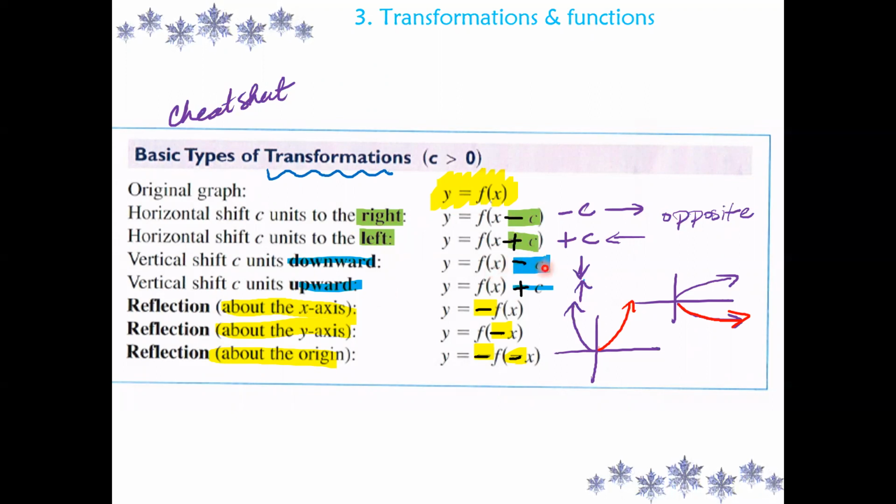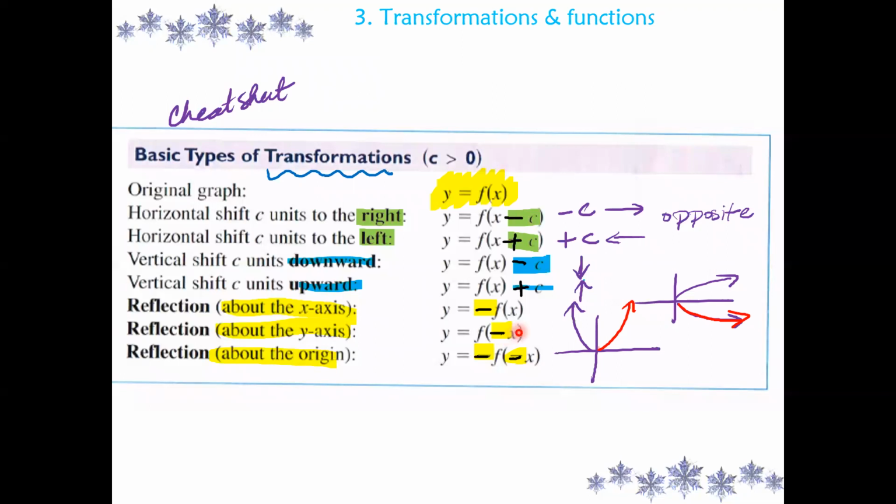Now, if you have the c outside of the parentheses, like f of x minus c, you don't need to do the opposite. It is just directly. So negative c means you're going to go down this many units, and a positive c means you're going to go upwards. If there's a negative in front of the f of x, it means you have to reflect it over the x-axis. So if this is my graph right here with the square root, I will flip it over the x-axis because the x-axis is going from left to right. So if I do the symmetry of this graph, I just flip it over, and this is what a negative f of x will look like.